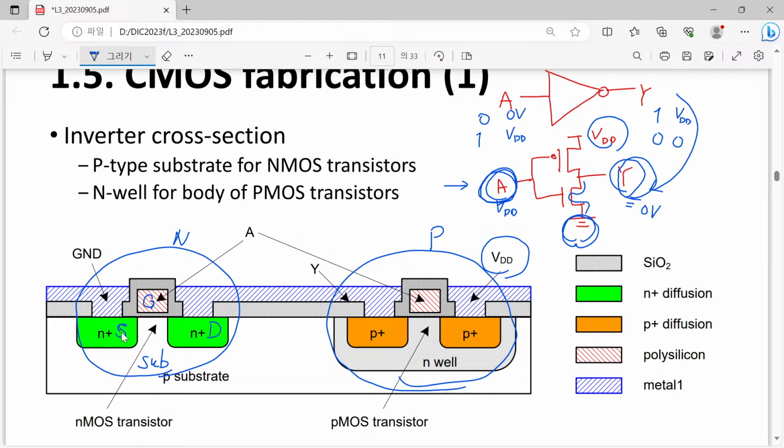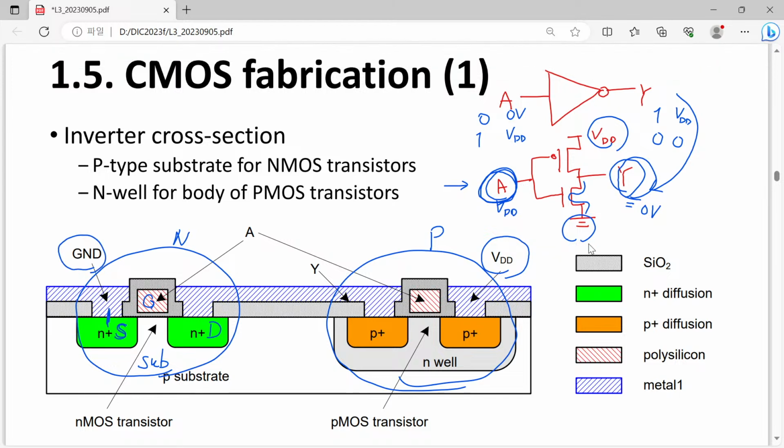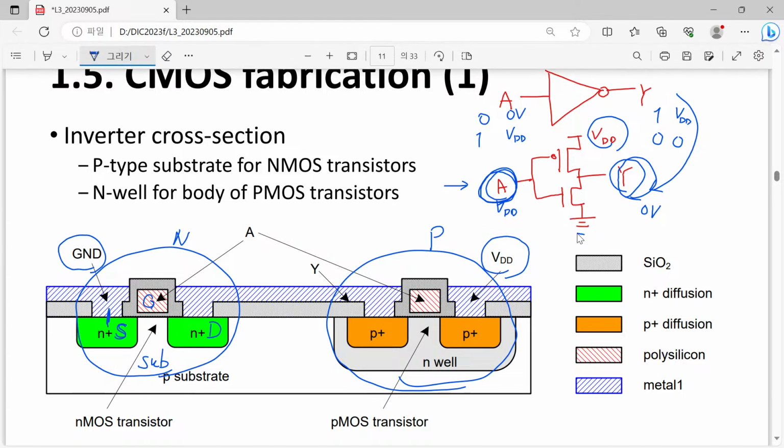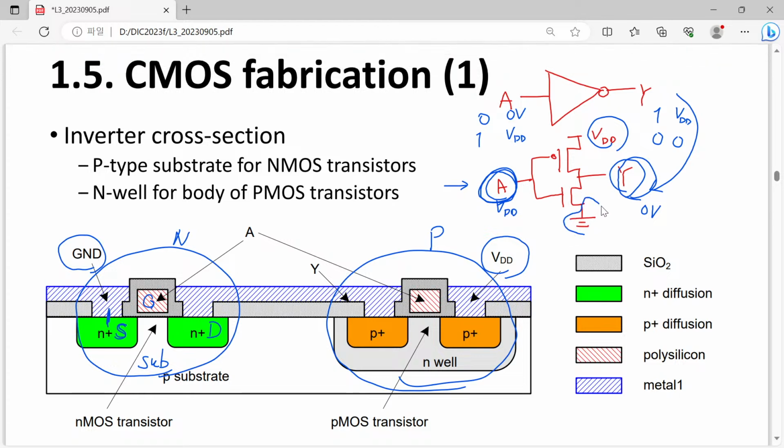So its source is connected to what? Connected to the ground. Where can you find this drawing? So what you can find is, now you are looking at this part. N MOSFET's source is connected to the ground.